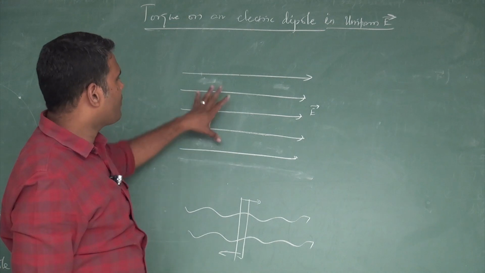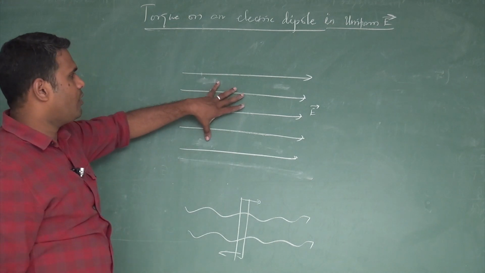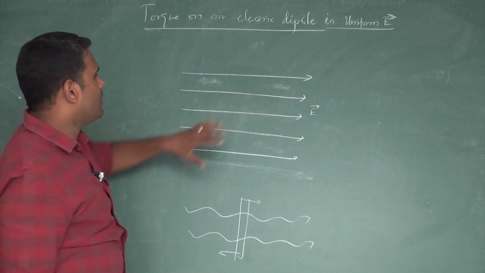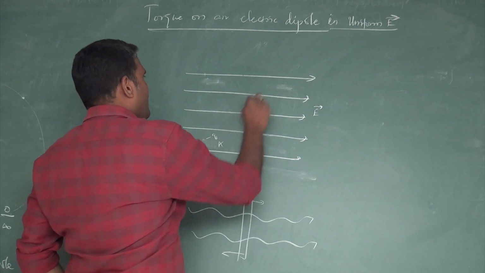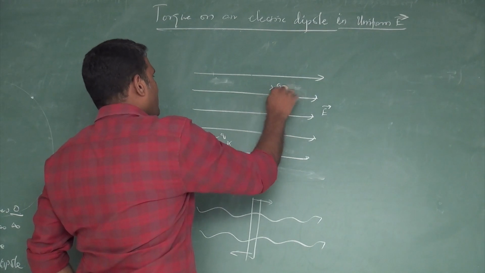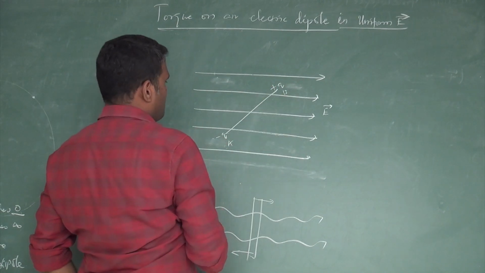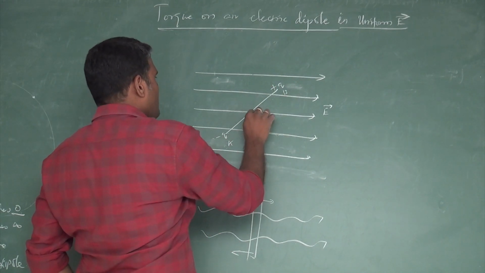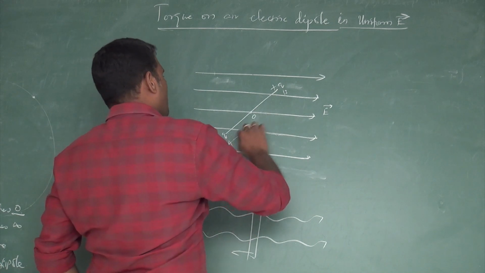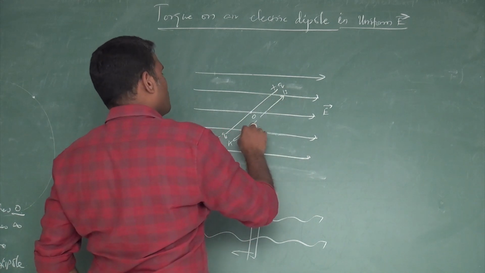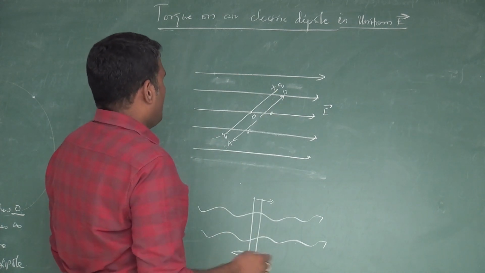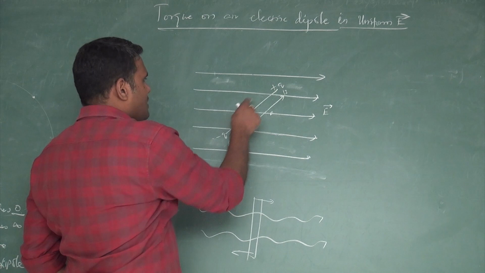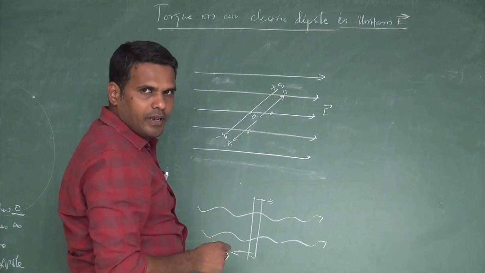In the same way, if you consider an electric dipole in a uniform electric field, you can say here a charge minus q at A and another charge plus q at B. An electric dipole is placed. This is the midpoint O. The separation between the two charges is 2a. I can mark this as a and a respectively. As you know very well, these two charges are existing in a uniform electric field.